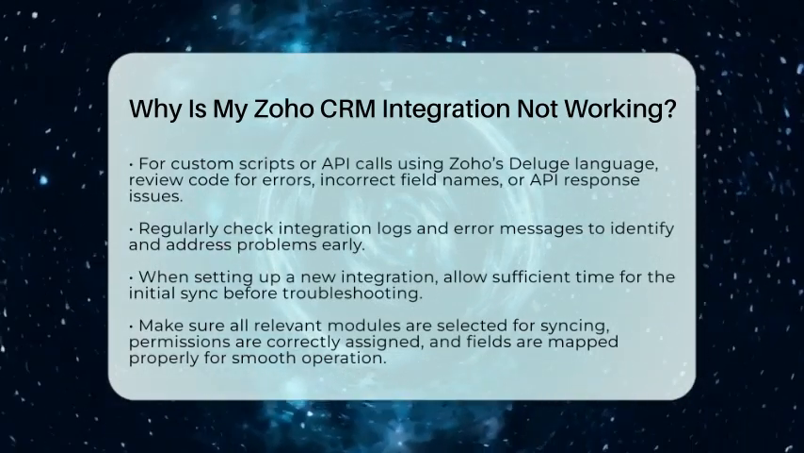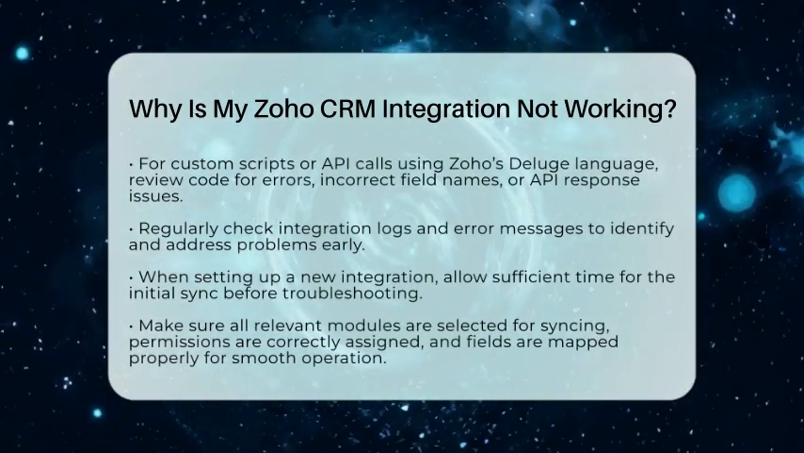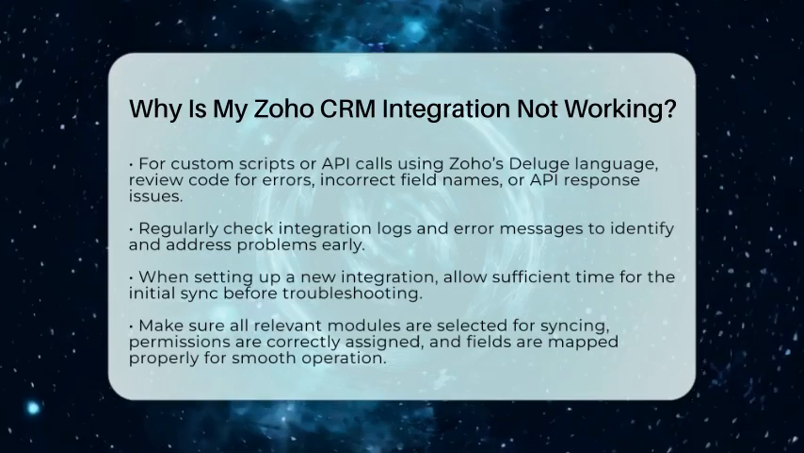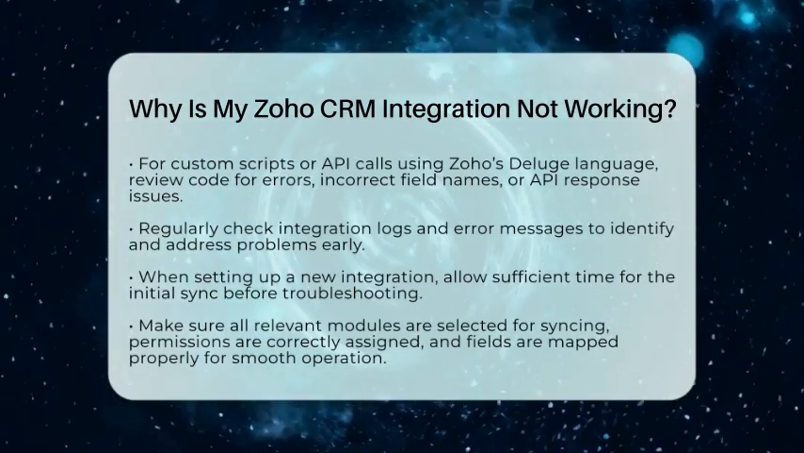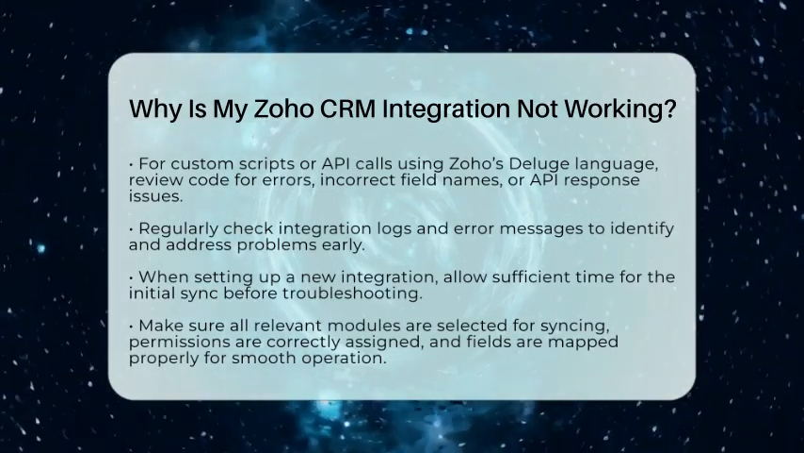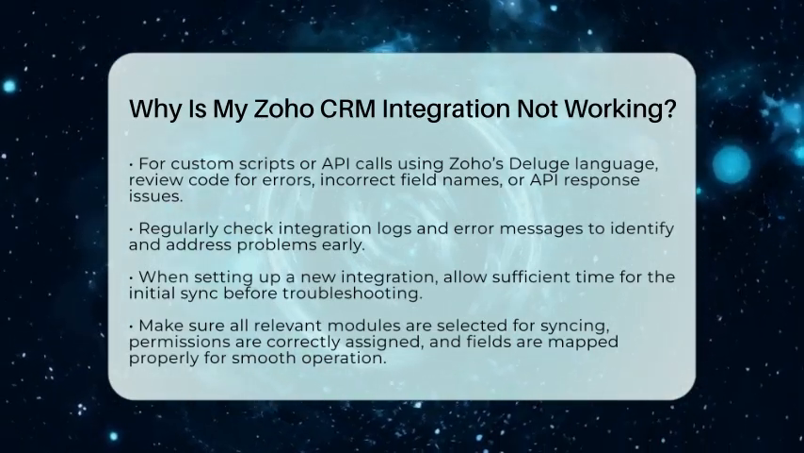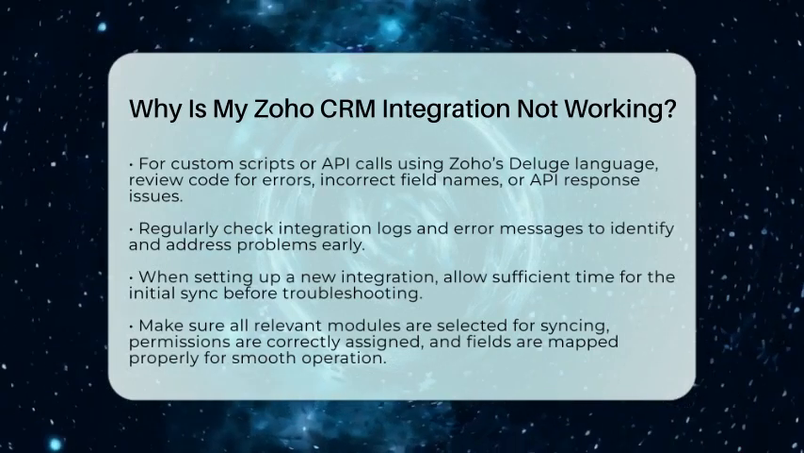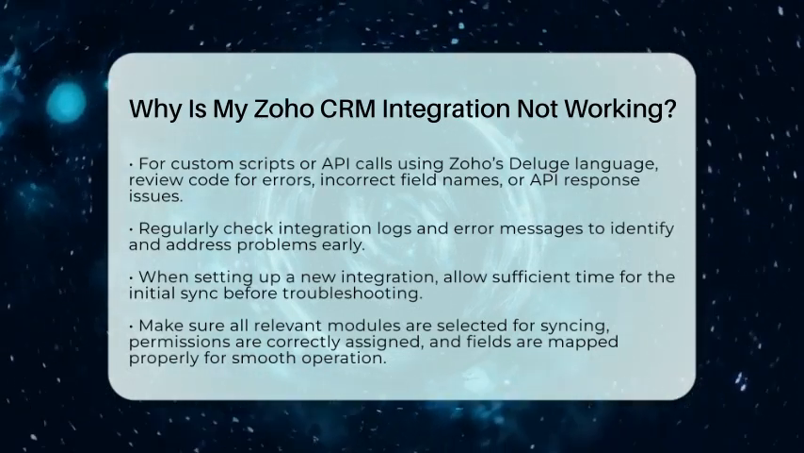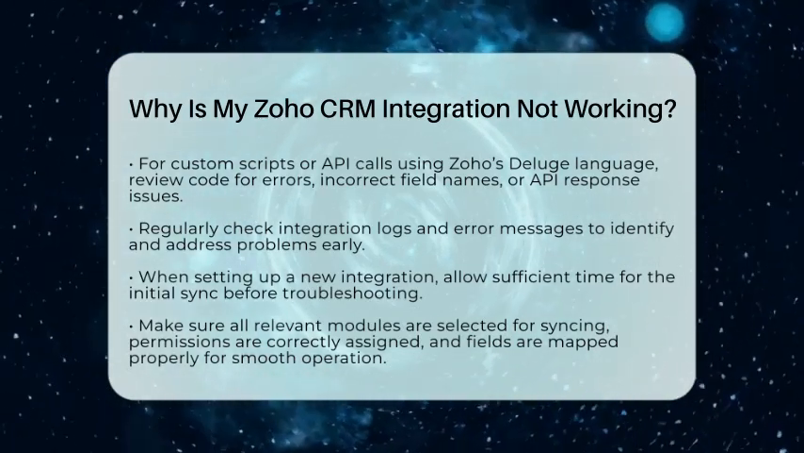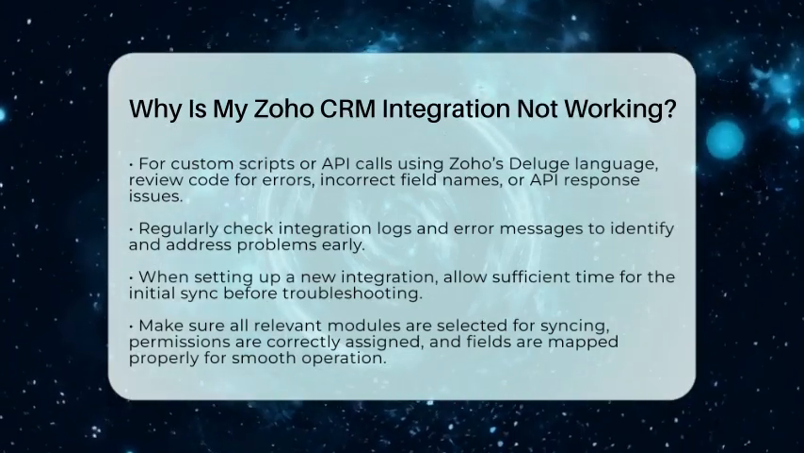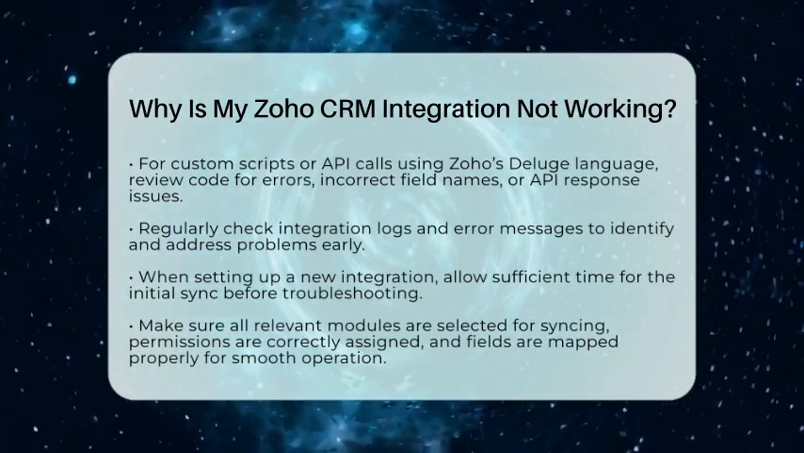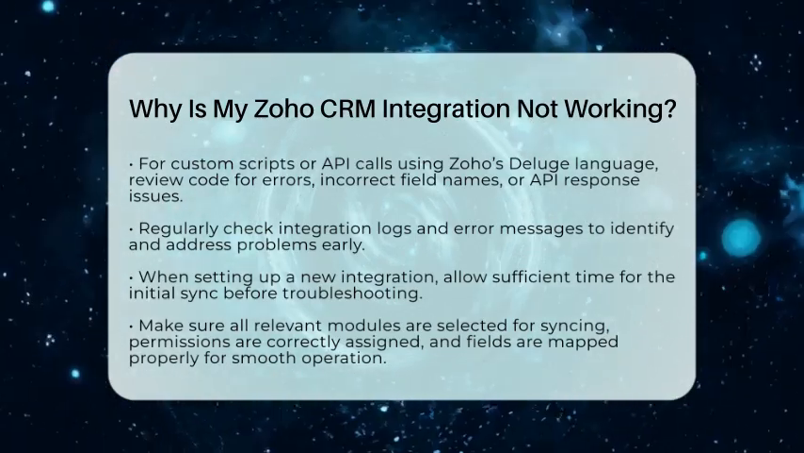To keep your sales process smooth, make sure all modules you need are syncing, permissions are correct, and fields are mapped properly. Regularly check your integration logs or error messages to catch issues early. When you set up a new integration, be patient during the initial sync, and don't rush to troubleshoot before it's complete. By systematically checking these areas, you can fix most Zoho CRM integration problems.